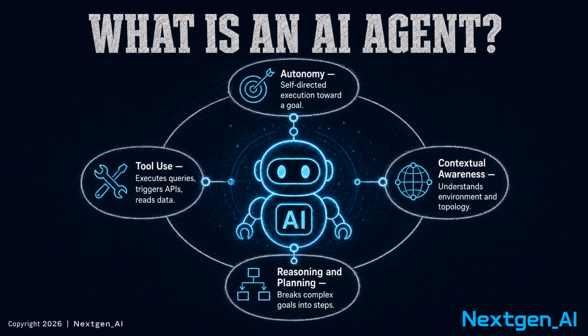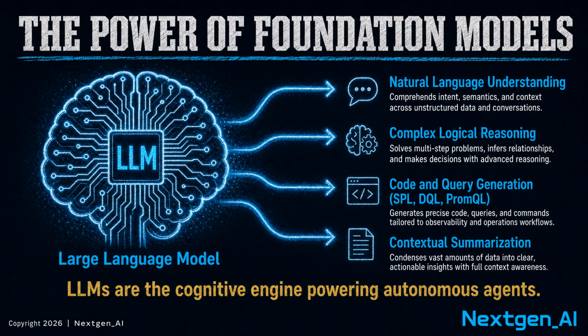This fusion of continuous perception, sophisticated reasoning, and proactive action is precisely what elevates a true agent beyond a simple script or reactive chatbot. The engine driving these agents is the foundation model, specifically large language models. LLMs bring a profound new capability to observability: semantic understanding. They can parse unstructured application logs, inferring root causes from contextual clues. For example, linking a payment gateway timeout to a subsequent transaction rollback, even without explicit correlation IDs.